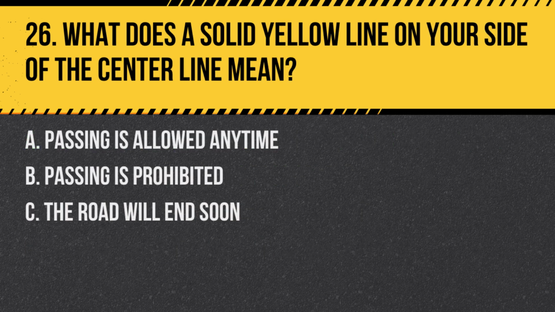Question 26. What does a solid yellow line on your side of the center line mean? A. Passing is allowed anytime. B. Passing is prohibited. C. The road will end soon. Answer: B. Passing is prohibited. A solid yellow line on your side means you should not cross it to overtake another vehicle.